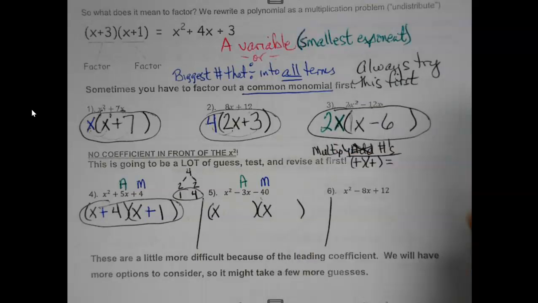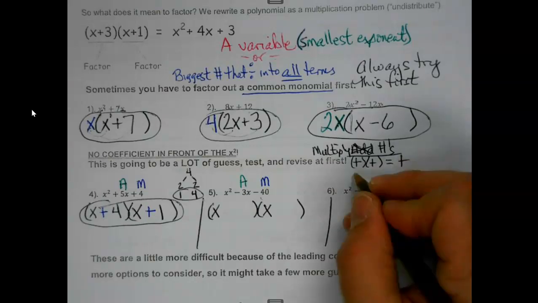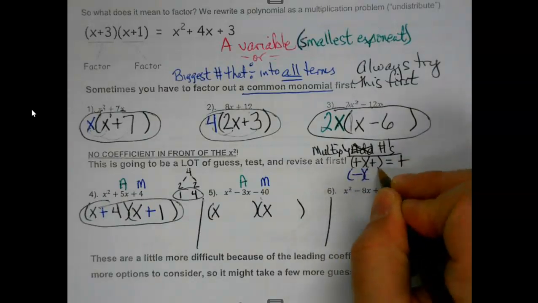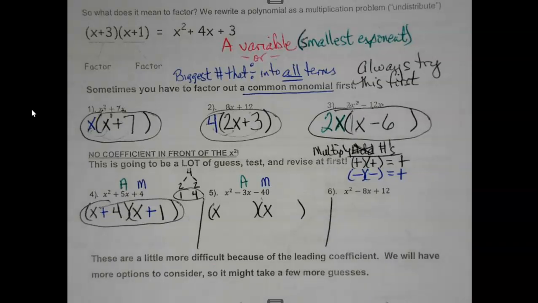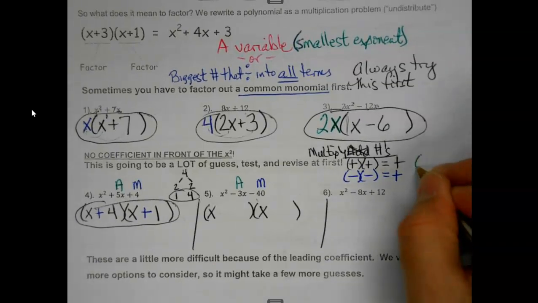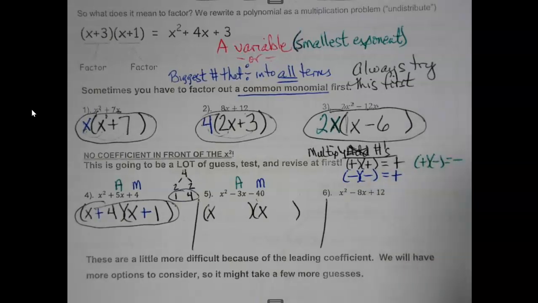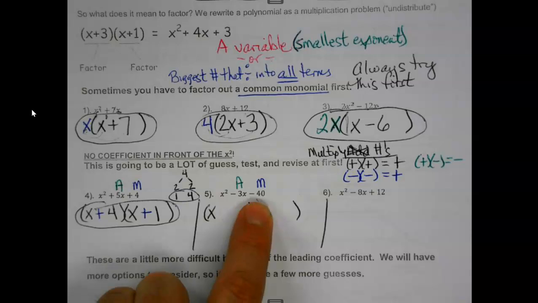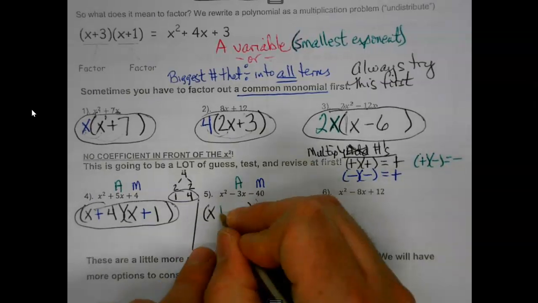Multiply. Positive and positive make positive. You're like, I knew that already. Negative and negative make positive. Only positive and negative can make negative. So if I see here that my multiply number is negative, I know those are the two signs I'm going to be using.